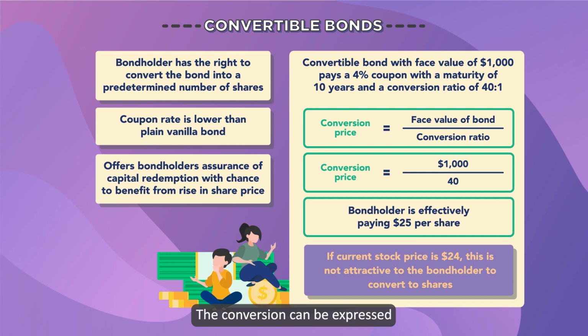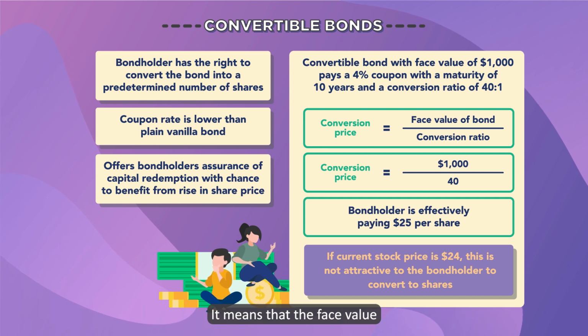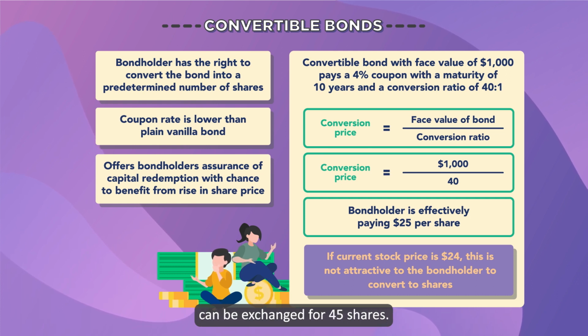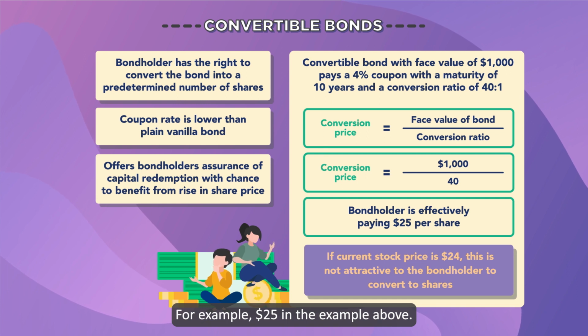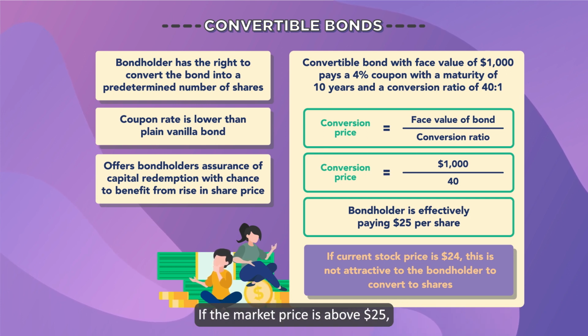The conversion can be expressed as a ratio, for example, 45:1. It means that the face value can be exchanged for 45 shares. It can also be expressed as a conversion price. For example, $25 in the example above. If the market price is above $25, then it's worthwhile to convert and then maybe sell the shares.